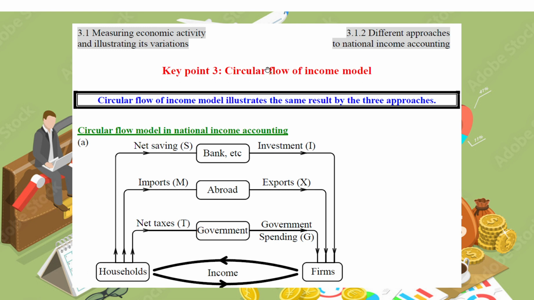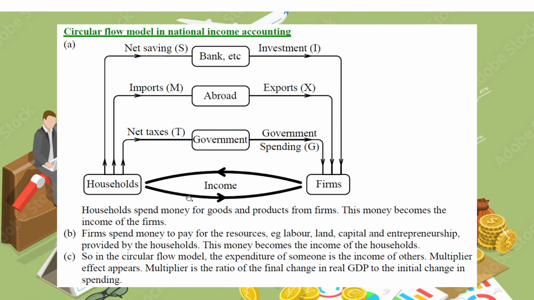But it's a circular flow of income model. We can see they are correlated. The circular flow of income model illustrates the same result by the three approaches. For example, look at the downward flow. Households spend money for goods and products from firms. This money becomes just the income of the firm. So expenditure and income should be the same, right?